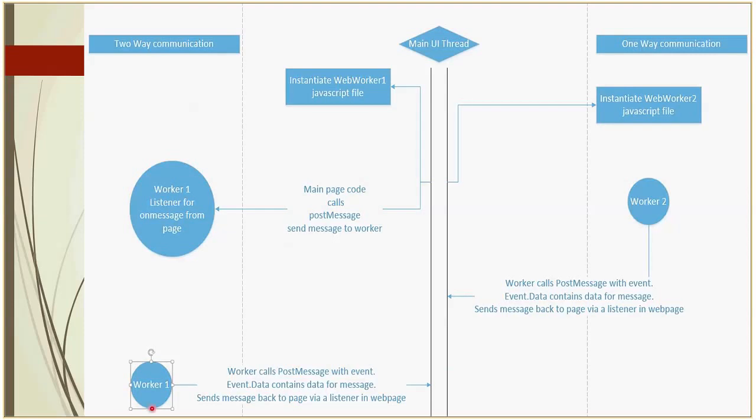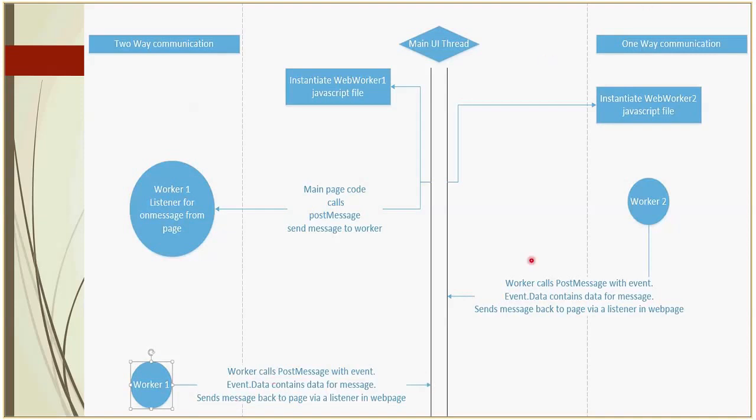Then let's talk about how worker one wants to send back its message to the main thread. So after processing, workers can call post message with the event, just how the main page was able to call a post message. Worker also can call the post message and send the appropriate data in the event.data. So event.data is a property that you would want to look for when wanting to read the data from the message. So in this case, worker one is sending back a message to the web page.